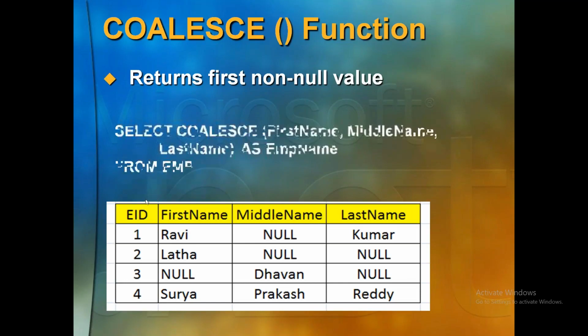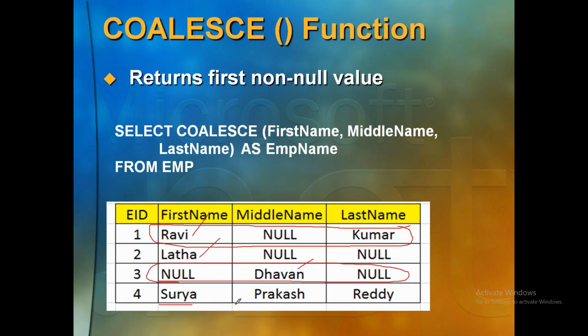For example, I'll say SELECT COALESCE(first name, middle name, last name). I wanted to get the first non-null value. So when I supply these three values, the first non-null value is Ravi in this one and Lata in this one. In this, what is the first non-null value? That is Dhawan. And in this, the first non-null value is Surya. Clear? So Ravi, Lata, Dhawan, Surya. This is the data you should be able to get. So the COALESCE function is a very, very important function.